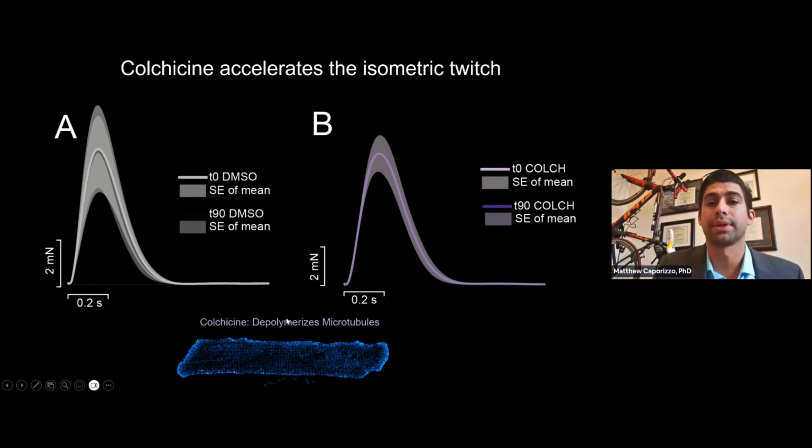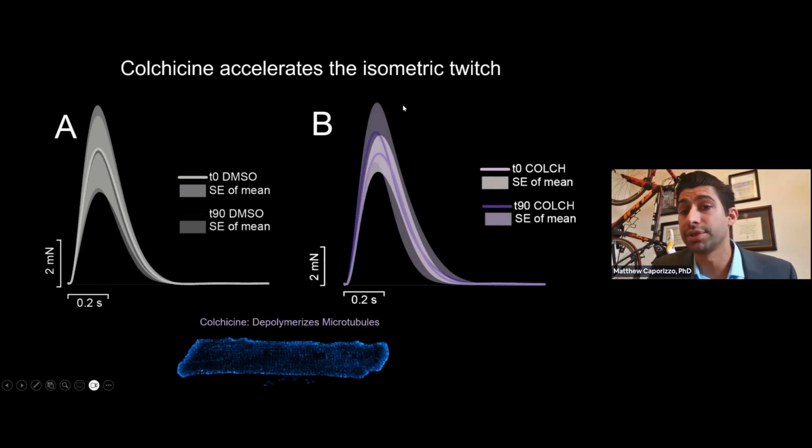We depolymerized the microtubule network with colchicine. Before that, surrounded by this purple isometric twitch trace. And then with colchicine, we're a little bit surprised to see this. We generally saw a slight increase in the total contractile force and an acceleration in the relaxation. You wouldn't necessarily expect this from what I talked about in terms of the mechanics. And so now we're ready to look at the work loops.